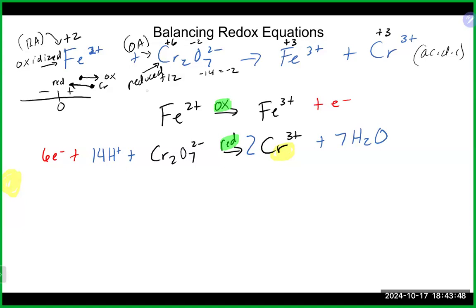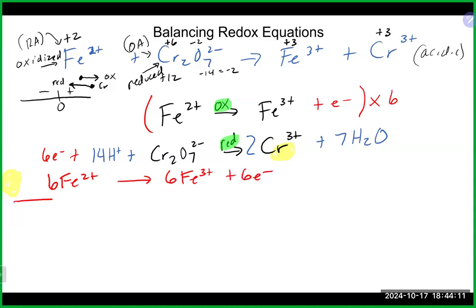That is going to require me to take the top half reaction and multiply it by 6. So I'm just going to copy it underneath. And again, we're going to multiply that 6 to everybody in the reaction, not just the electrons. So that's going to go to everybody there. Now I do have the same number of electrons in each half reaction.